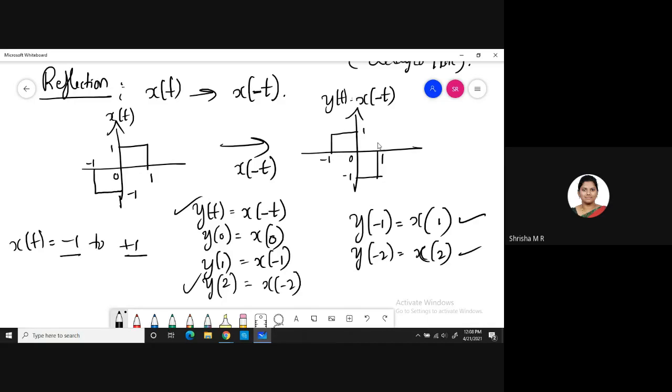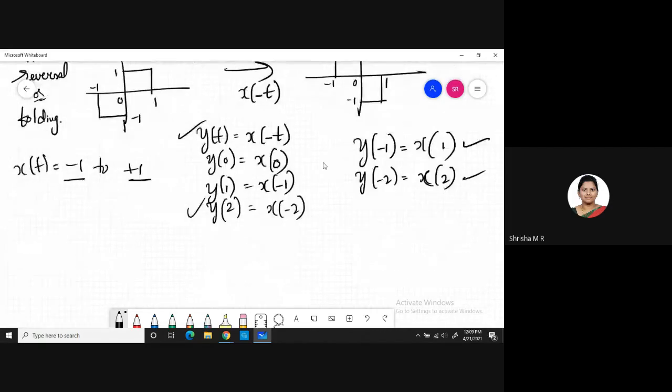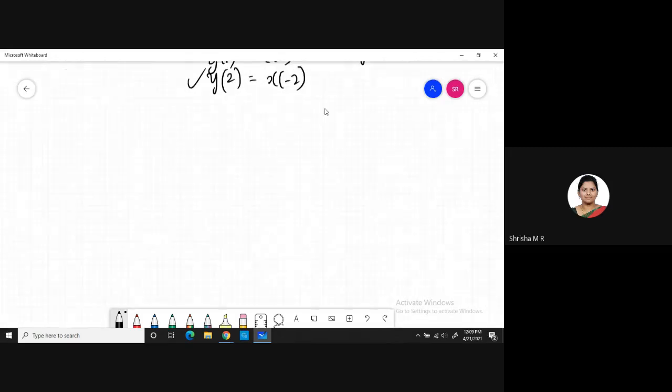Is it clear? Reflection is also called time reversal. Time reversal, reflection, or folding: whatever you have at x of t, you will get the mirror image of that in x of minus t. You have to understand that. So this is about reflection and shifting. Now we shall see what is scaling.